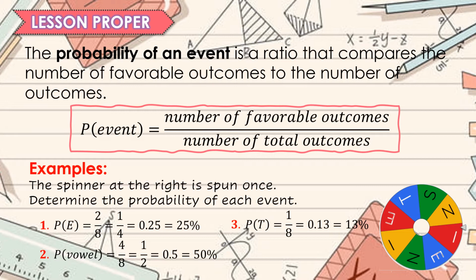Number 2, what is the probability of spinning a vowel letter? The vowels here are 2 E's and 2 I's. So we have 4 vowel letters in this spinner. So the probability is 4 over 8 or 1/2 or 0.5 or 50%. For the third one, what is the probability of spinning a letter T? Since this spinner has one letter T, the probability is 1 over 8 or 0.13 or 13%.